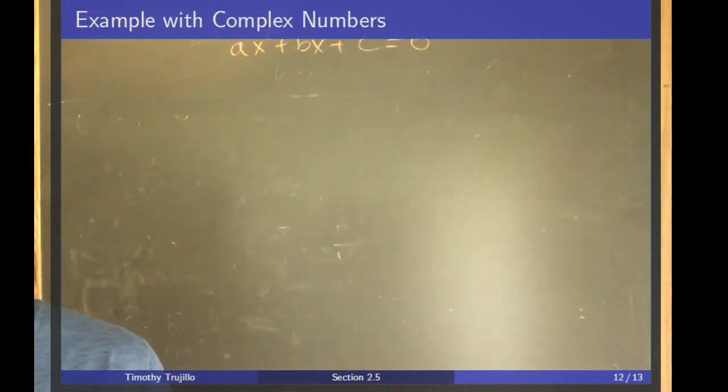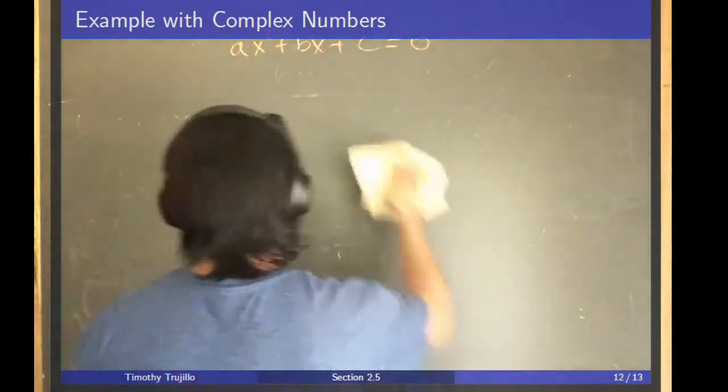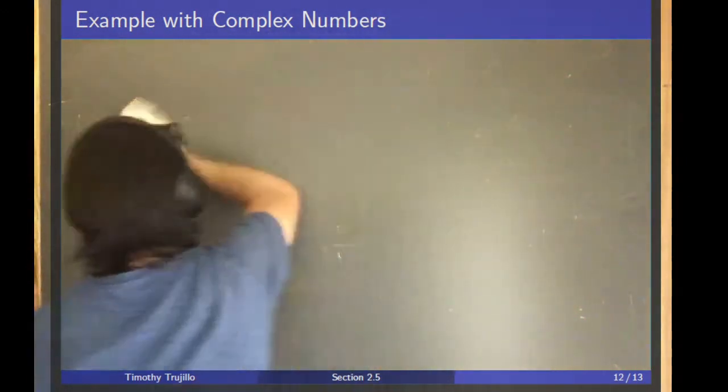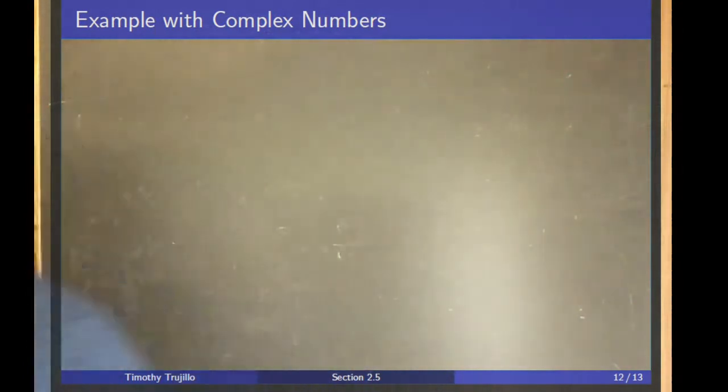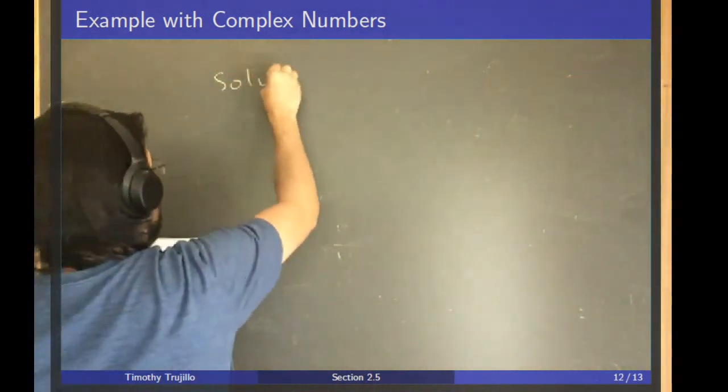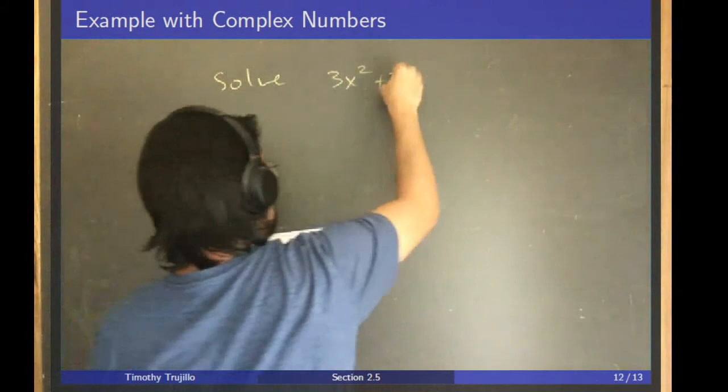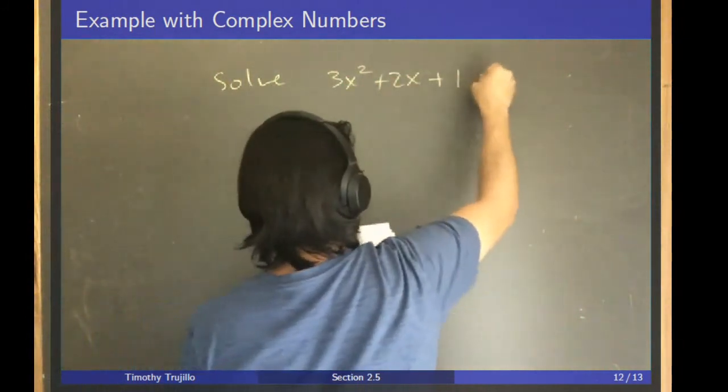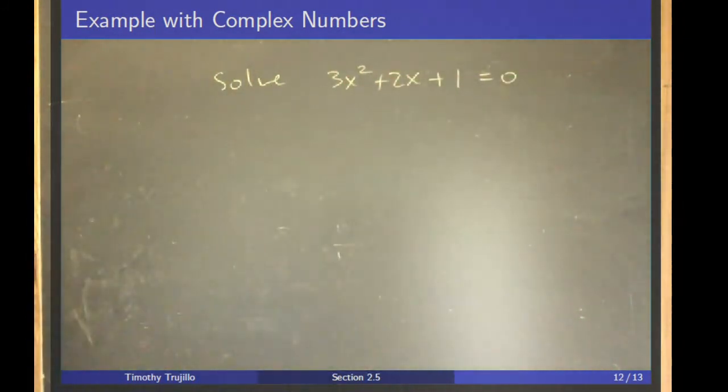So let me finish off here with an example of that, and then we'll be done for the day, okay? So the example that I want to do is the following. Let's solve 3x squared plus 2x plus 1 is equal to 0. And the first time you look at this problem, you should think to yourself, does it factor, right? And you may want to try and factor that.